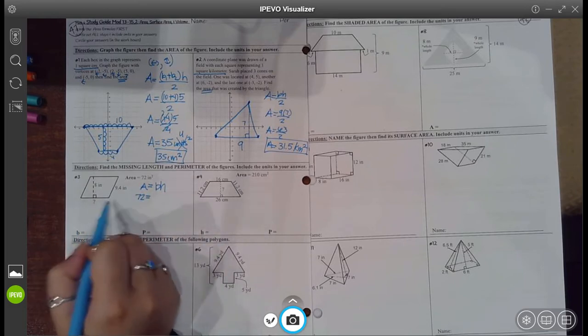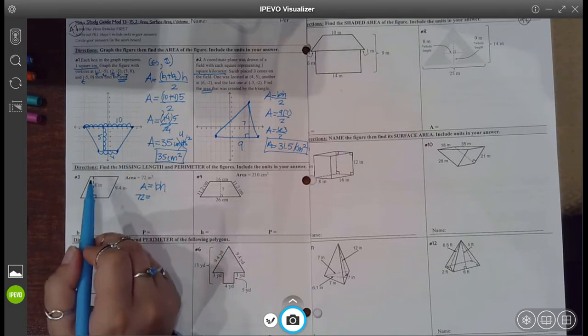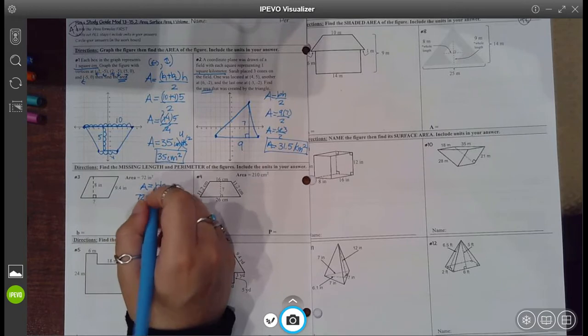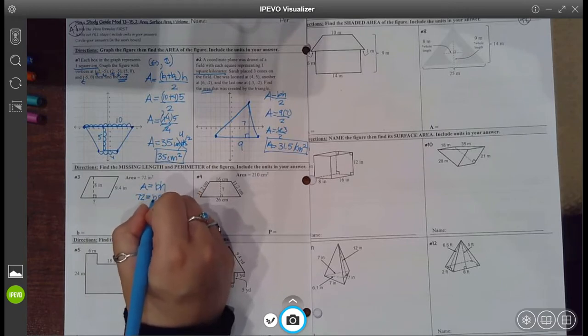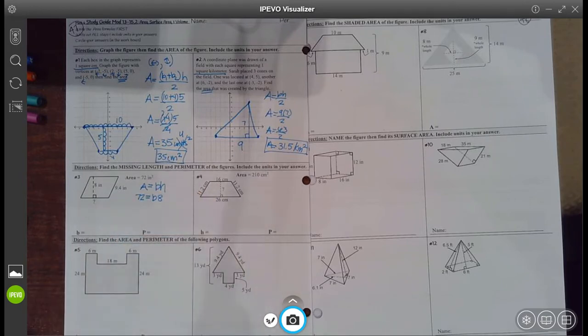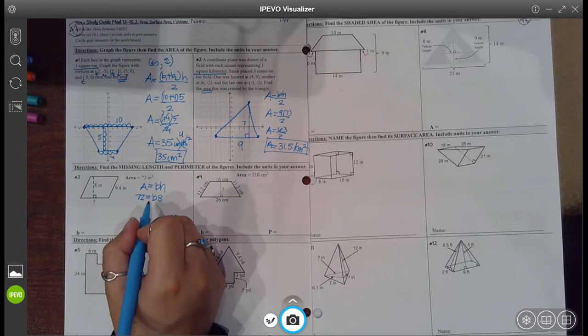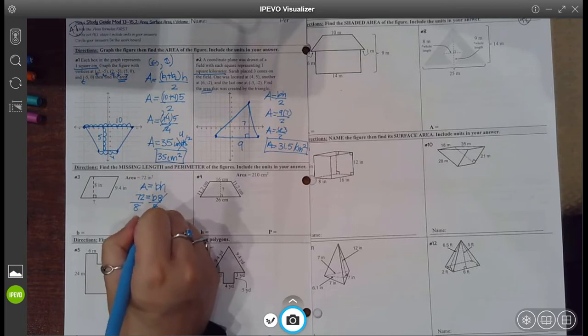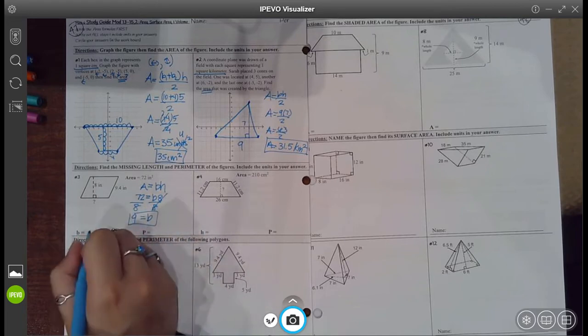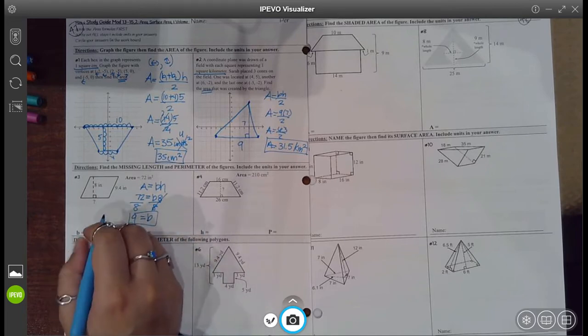The base length, I don't know. But the height is 8. So you don't know the base, so I kept that as a variable. But I replaced my h, my height, with 8. Now 8 times what is 72? I don't know, so divide both sides by 8. And then you get b equals 9. So 9 what? Inches or inches squared? You're solving for just the base, so it's inches.